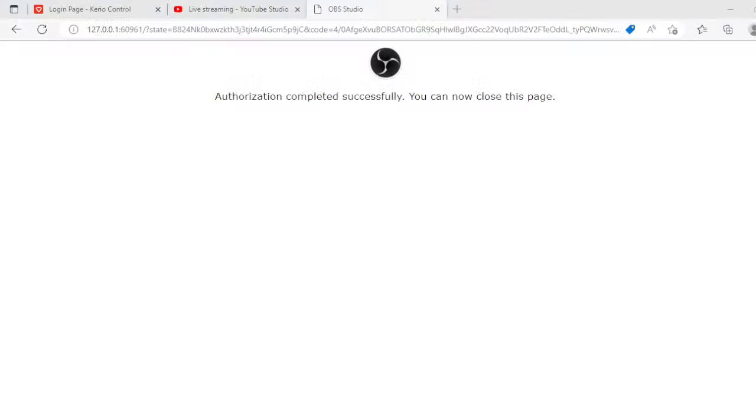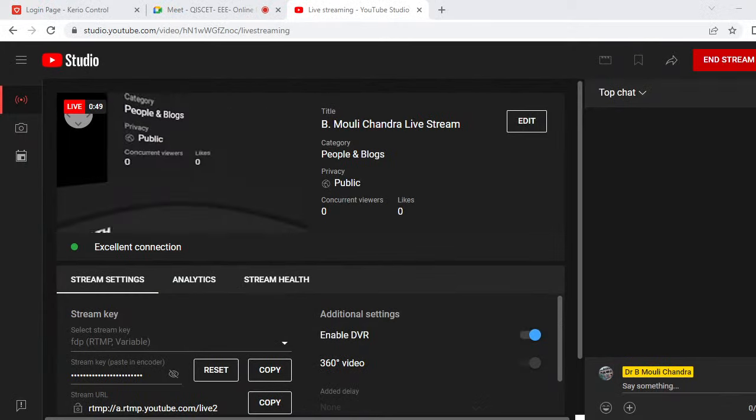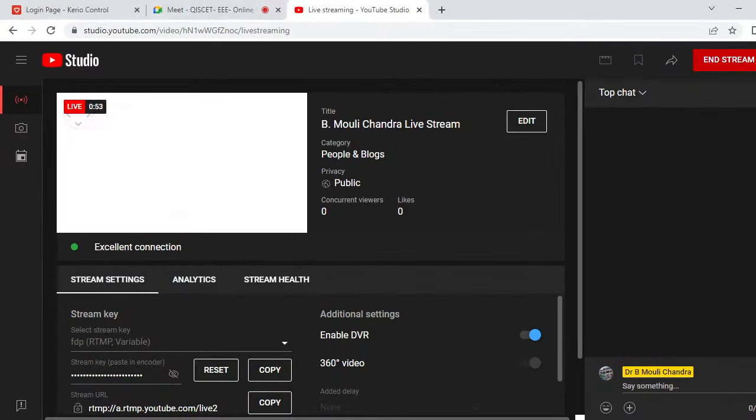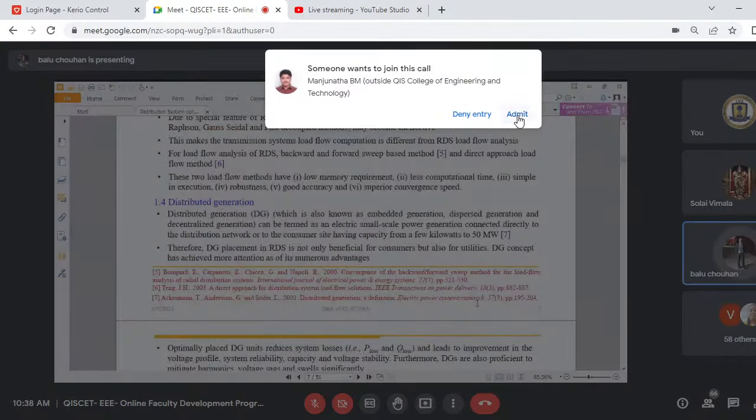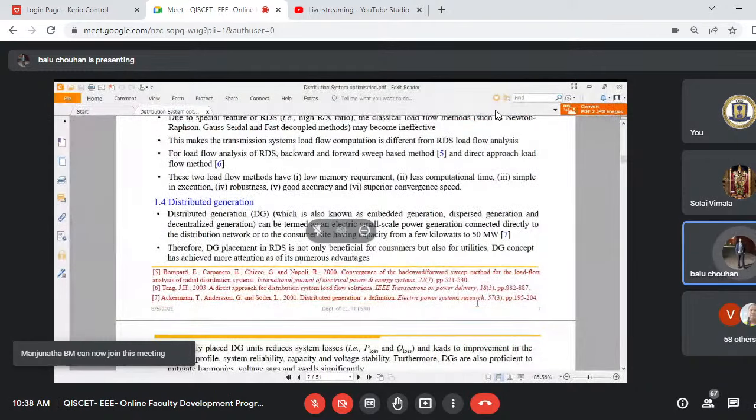So resistance is high and reactance is high in the transmission system, and resistance is very high in the distribution system, as far as the conductor size, the cross-sectional area of the conductor, is concerned. So here we have considered distributed generation. The generator will generate the power at the generating station.